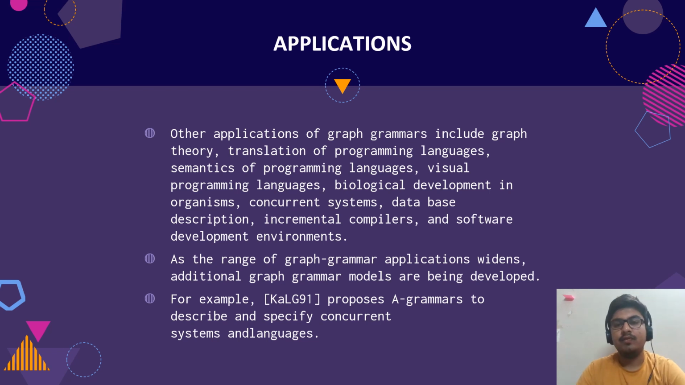Other applications of graph grammar include graph theory, translation of programming languages, semantics of programming languages, visual programming languages, biological development in organisms, concurrent systems, database description, incremental compilers, and software development environments, etc. As the range of graph grammar applications widens, additional graph grammar models are being developed. For example, [KAL-G91] proposes a grammar to describe and specify concurrent systems and languages.